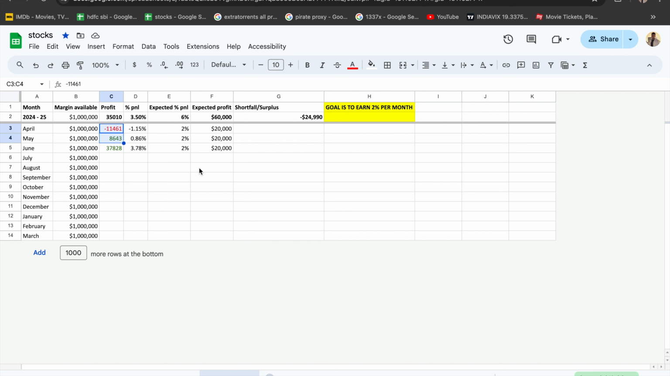So we'll have to pull up our socks and try to get better profits in the coming months, probably 40,000-50,000 profits, and then we can actually come to the expected zone. Now we are at a 24,000 shortfall. So next month actually we have to earn around 44,000, 45,000.